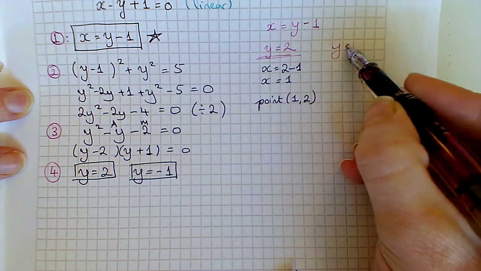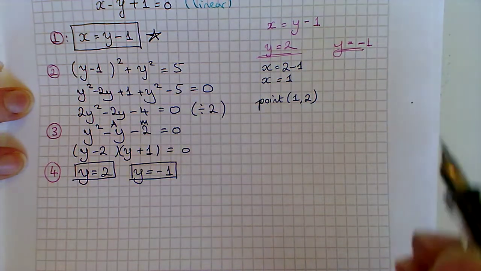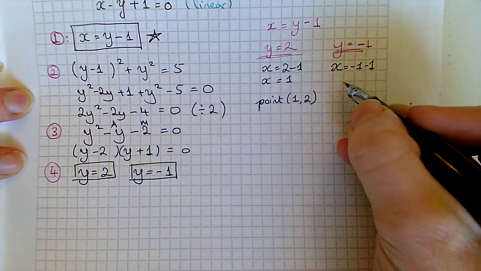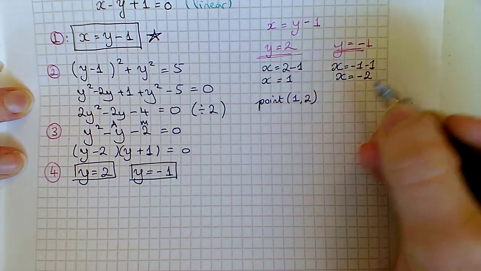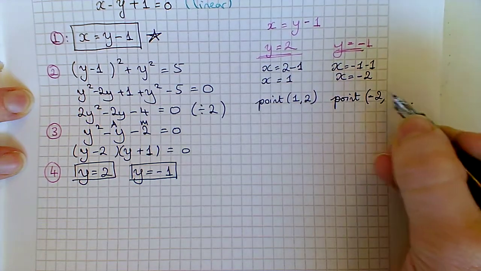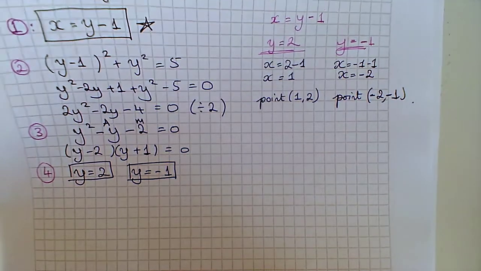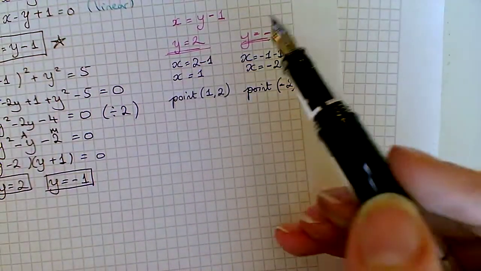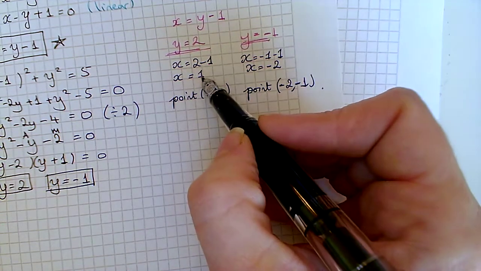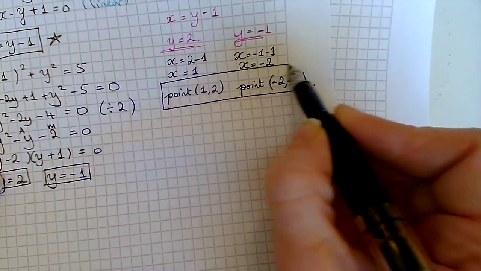And when y is equal to minus 1, x will be minus 1 minus 1. So x will be minus 2, negative 2, and we'll have the point minus 2, minus 1. So it's really important for the last step that we match the pairs correctly. We don't write down x equal to 1 and y equals to minus 1. This x equals 1 matches with the y equals 2. So this is our answer then.